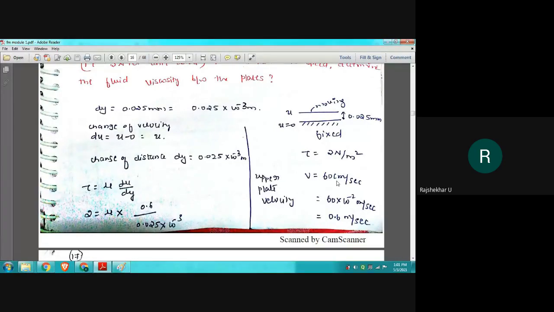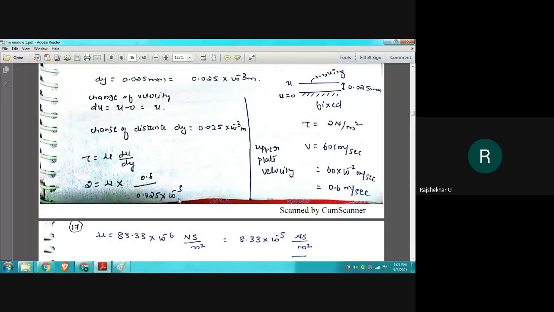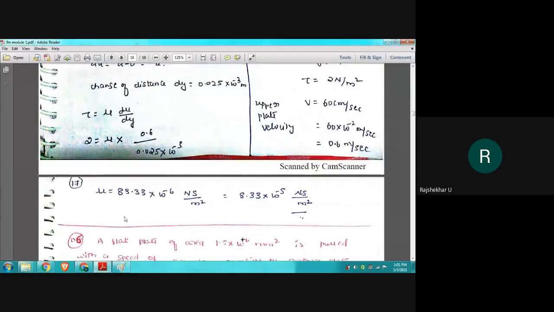60 centimeter can be written as 60 into 10 power minus 2 meter, because 1 meter is 100 centimeter. After multiplying, we get 0.6 meter per second. So tau is equal to mu into du by dy. Tau is 2, mu we are finding out, and du is 0.6 divided by 0.025 into 10 power minus 3, that is dy. So the mu value comes out to be 83.33 into 10 power minus 6 Newton second per meter square.